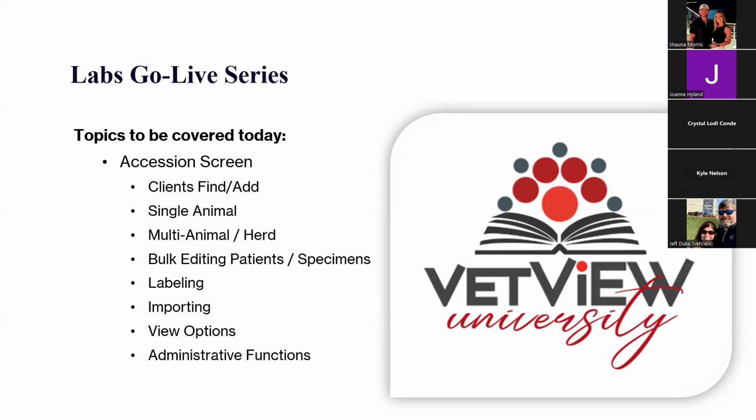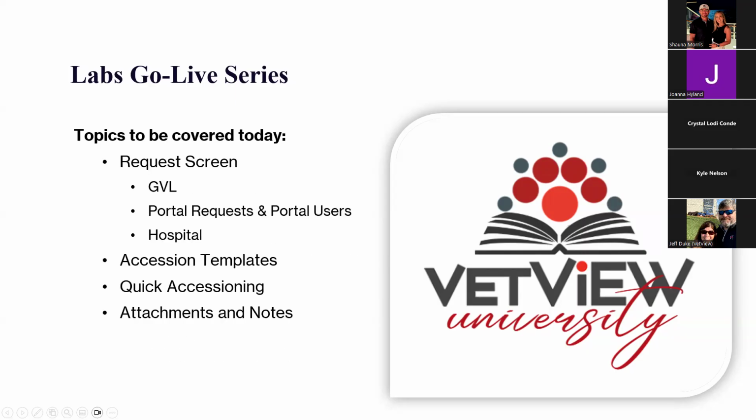Today, we're going to be talking about accession receiving, creating cases, different ways of creating cases from single animal to herds, importing them in through a spreadsheet, labeling, and other features like that. We will also be covering our request module, which allows for things to come in digitally from our portal, from, say, sources like GVL and others coming in the future.